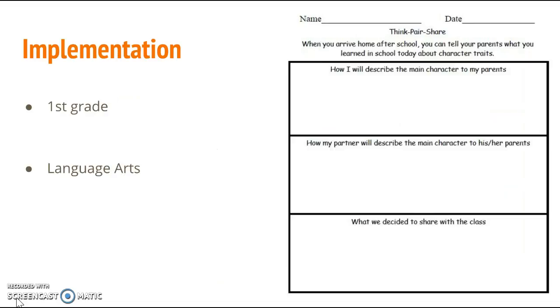So for the implementation of this in first grade, I did a language arts one. When you arrive at home after school, you can tell your parents what you learned in school today, how today was about characters and traits. So you ask the student, how will I describe the main character to my parents? And then how my partner did, and then what we decided to share with the class. So they're coming up with the most important traits of this character, and they're coming up with descriptive words.